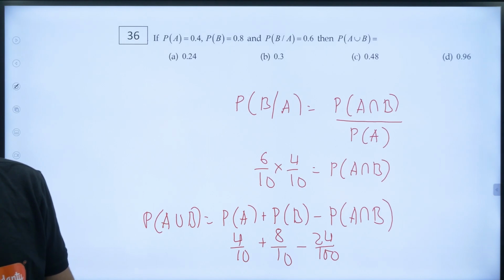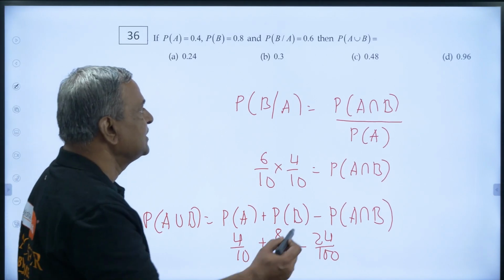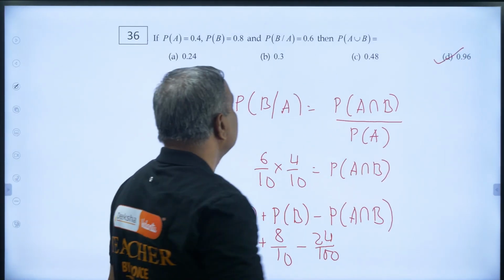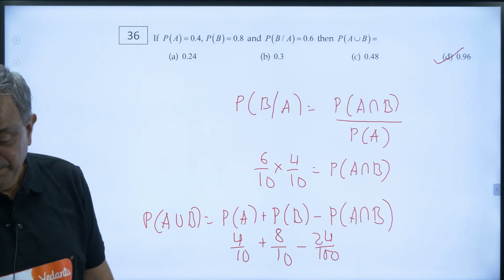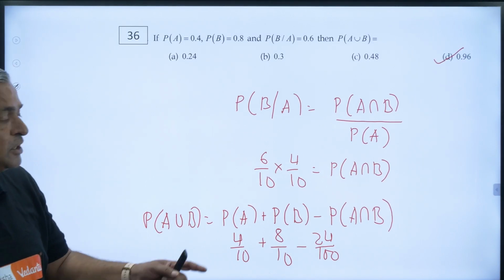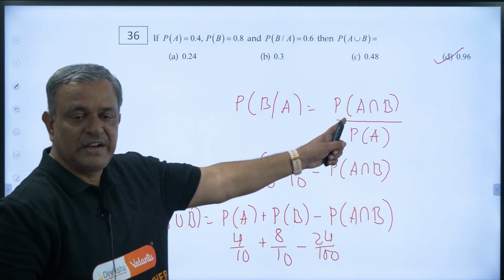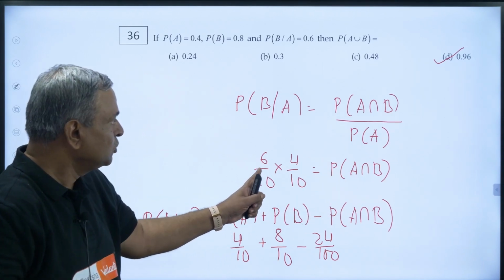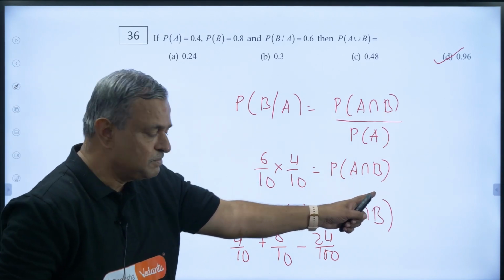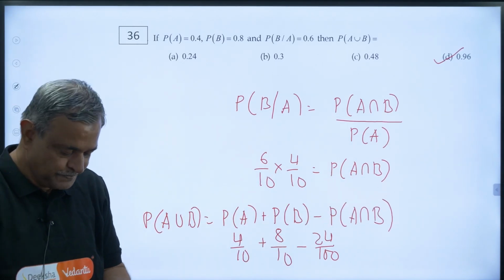You have 120 minus 24 will be 0.96. Option D is correct. Okay, 36. Option D is correct. Okay, so P of B by A is P of A intersection B by P of A. So you calculate P of A intersection B, which we use in this formula.